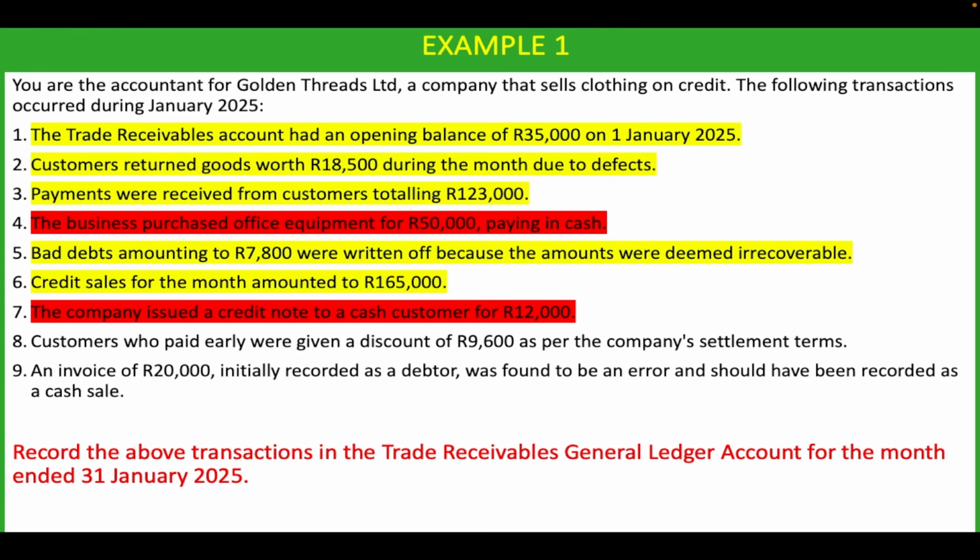So let's look at number 8. Customers who paid early were given a discount of 9,600 rand as per the company's settlement terms.